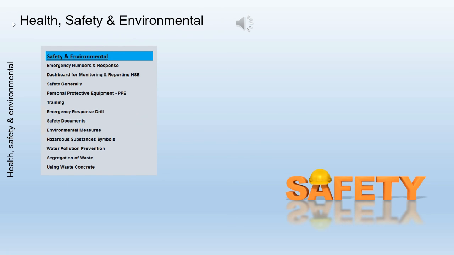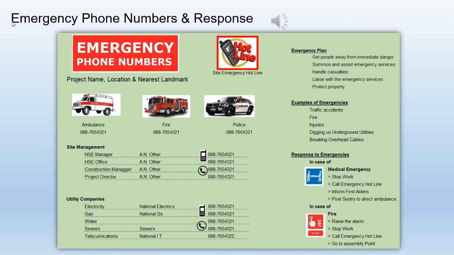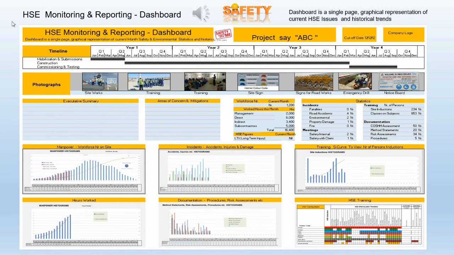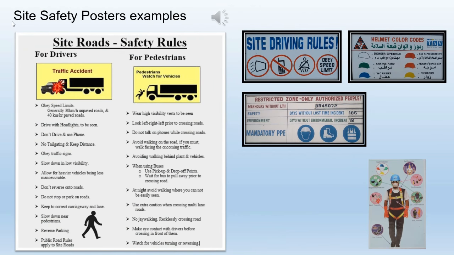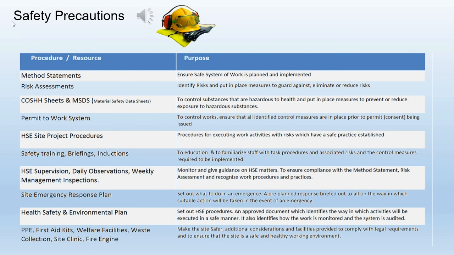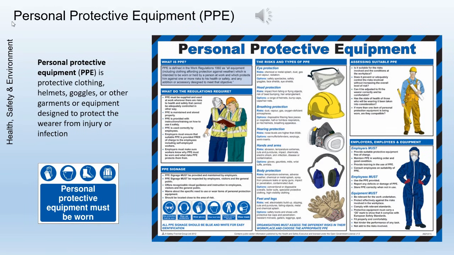Health, safety and environmental. Emergency phone numbers. A dashboard is a single page, graphical representation of current HSE issues and historical trends. Site safety posters. Safety precautions. Personal protective equipment.